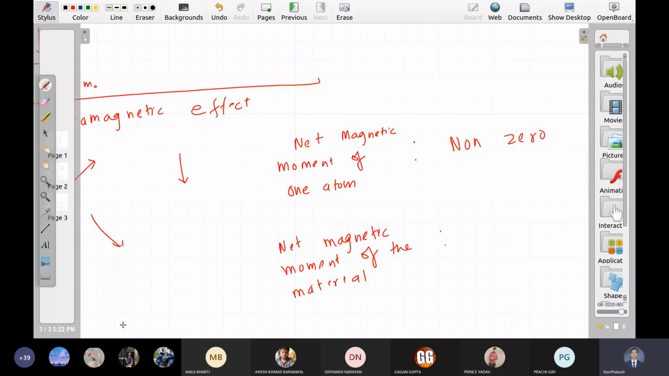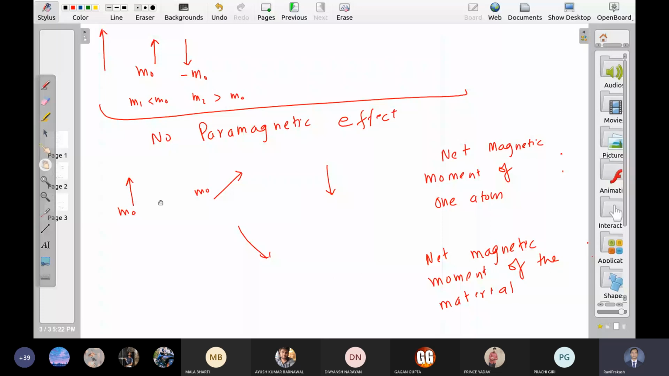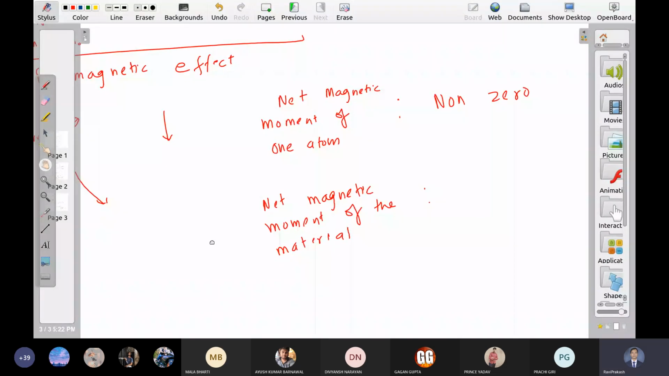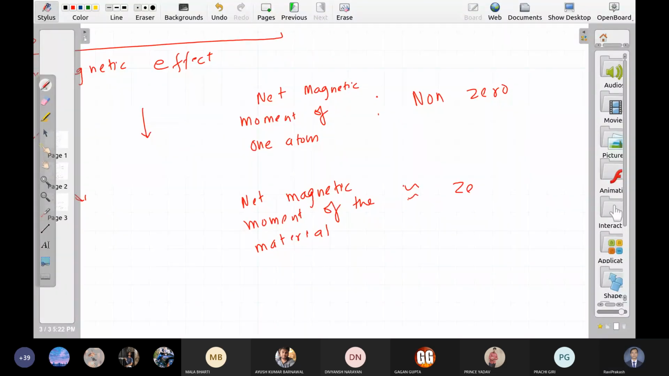So these are many atoms. They are not talking to each other. इनमें आपस में कोई connection भी नहीं है. So their magnetic moments are independent of each other. They are having some random directions. So if we take the vector sum, this is close to zero.